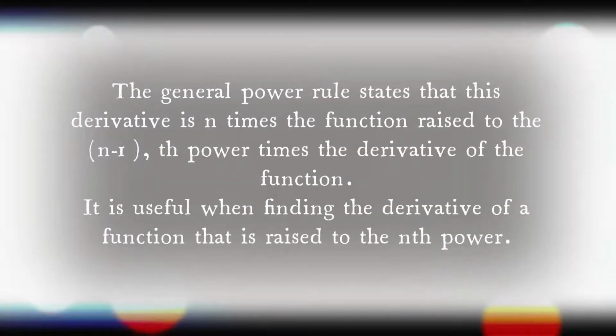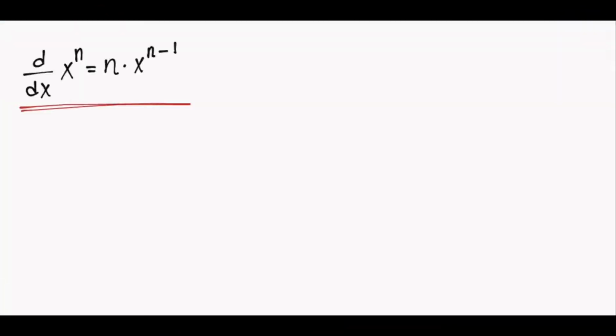The power rule. The general power rule states that the derivative is n times the function raised to the n minus 1 power times the derivative of the function. It's useful when finding the derivative of a function that is raised to the n power. As you can see here, this is the formula for the power rule. Now let's look at an example.